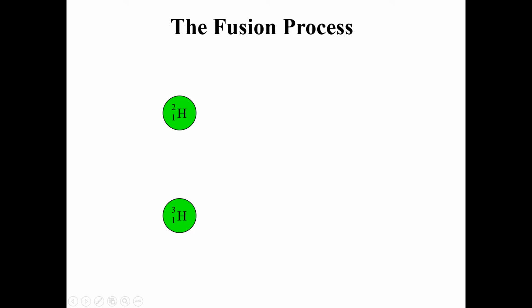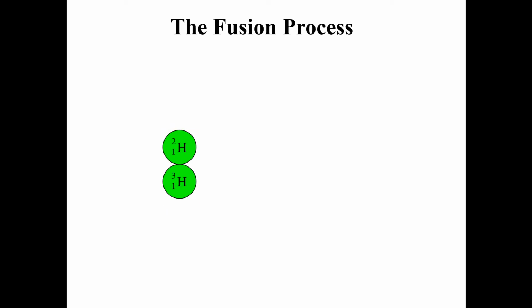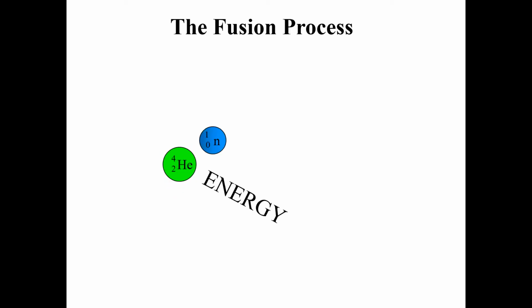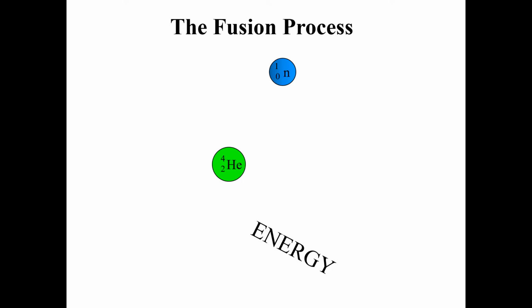You have to closely observe the animation. We fuse two lighter mass nuclei, that is deuterium and tritium. As a result of that fusion, just like you can see in this animation, we get a helium nucleus along with one neutron and an amount of energy. So this is the basic process of nuclear fusion reactions.